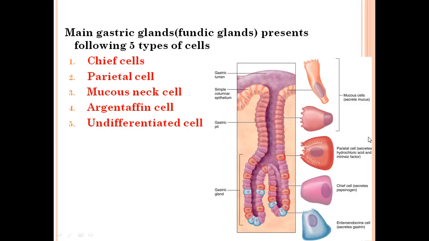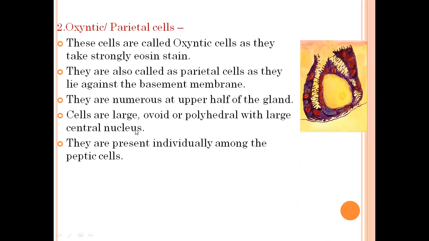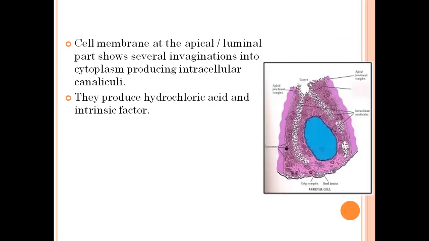Now, oxyntic cells, these are the oxyntic cells or parietal cells, what we have studied. These cells take strong eosin stain. They are also called parietal cells as they lie against the basement membrane. They are numerous at the upper half of the gland. The cells are large. You can see here they are ovoid, polyhedral with a large central nucleus. They are present individually among the peptic cells. So these oxyntic cells are the parietal cells.